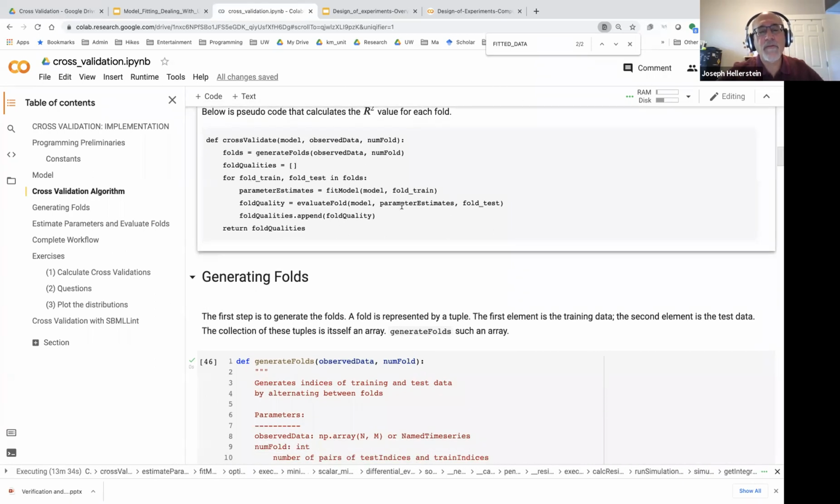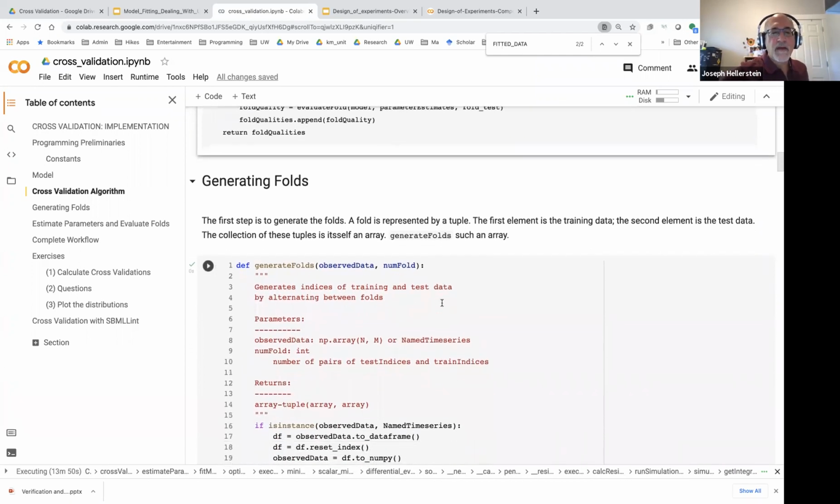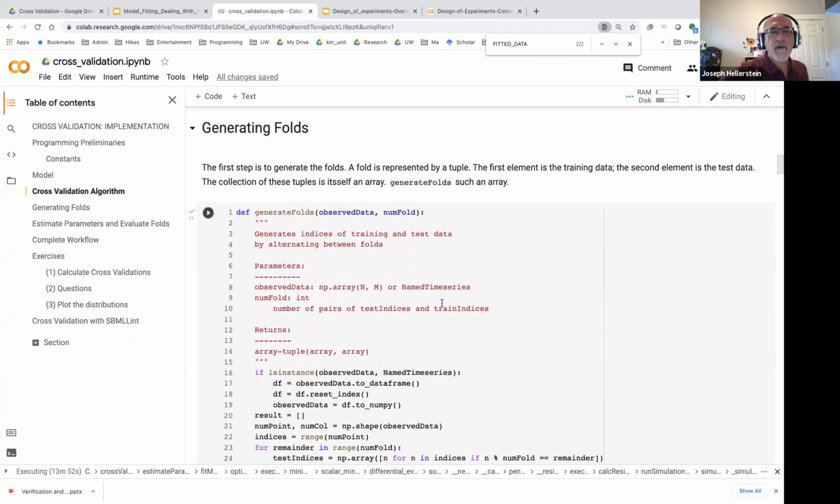Evaluate the fold. So now it's comparing what you predict with some separate observational data. Those are really the three things that there's some details on: generating the fold, fitting the model, and then evaluating the fold. And that's the next step over here. So what I'm going to do in this next section is start with generating folds.